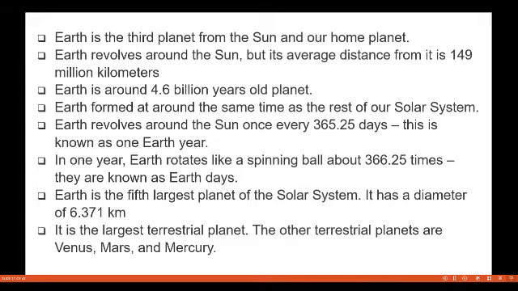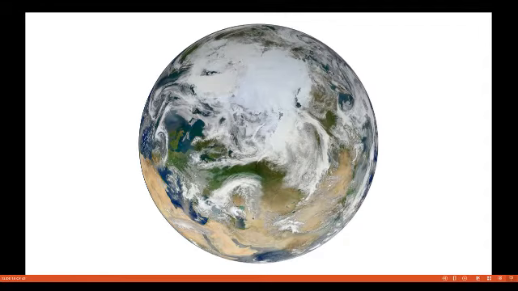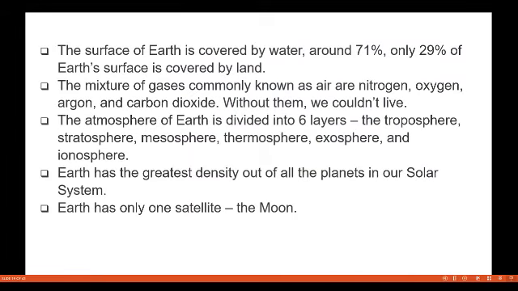Earth is the fifth largest planet in the solar system, has a diameter of 6,371 kilometers. It is the largest terrestrial planet. Other terrestrial planets are Venus, Mars, and Mercury. So this is how Earth looks from space. The surface of the Earth is covered by water, about 71%, and land by about 29%.